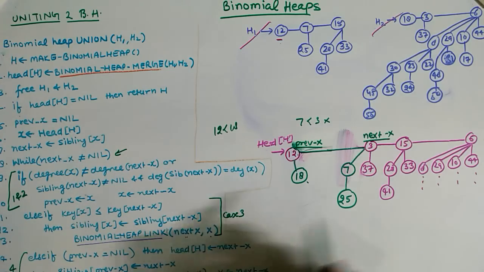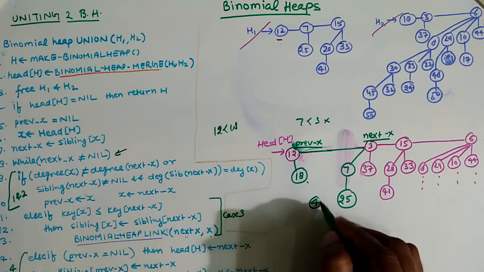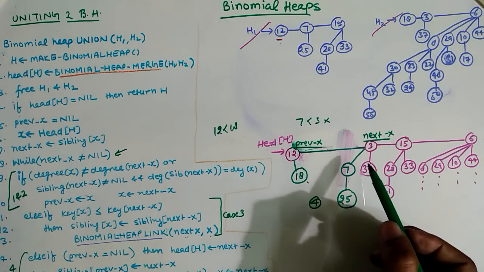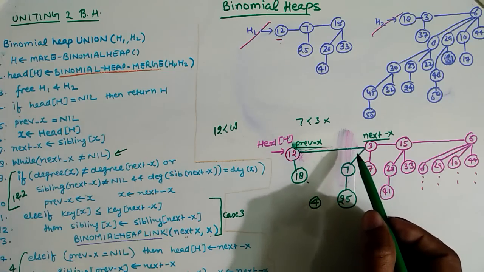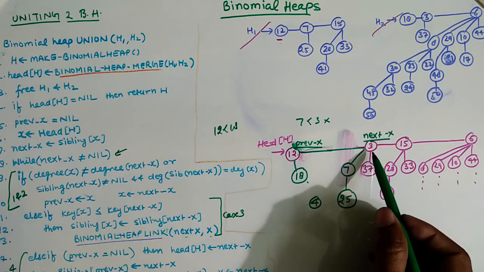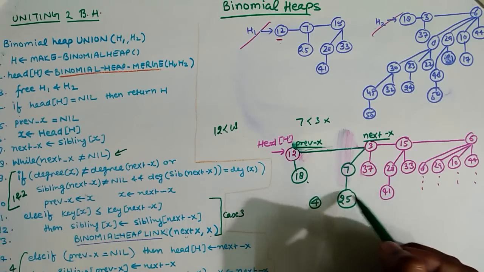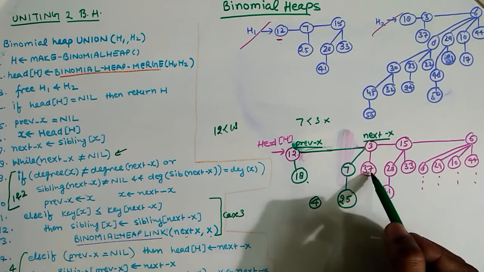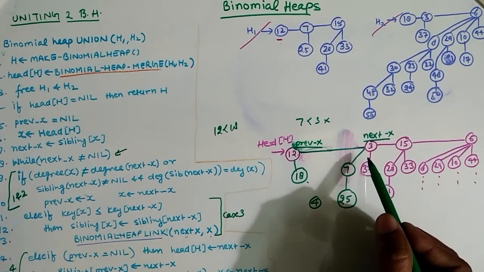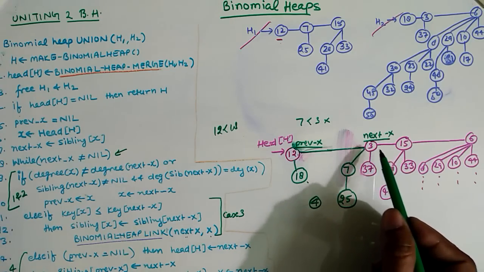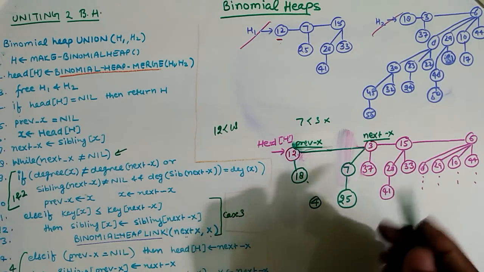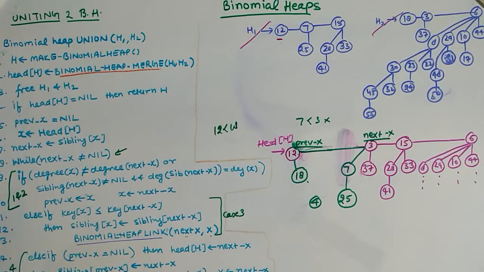So this is case 4, in which the key of x is greater than the key of the sibling of next of x. Then we apply binomial heap link on x comma next of x, meaning next of x would be the parent. After this we update the pointers.